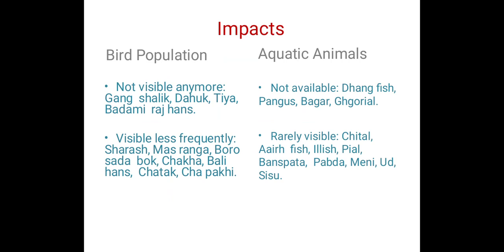Impacts on bird population: not visible anymore. Kang, Shalik, Dahuk, Tia, Badami, Rajhans visible less frequently. Sharash, Masranga, Borosada Bok, Chakha, Balihans, Chatak, Chapukhi. On aquatic animals: not available. Dungfish, Pangus, Bagar, Gregorial rarely visible. Chital, fish, ilish, pial, banspata, pabda, many, ud, sisu.